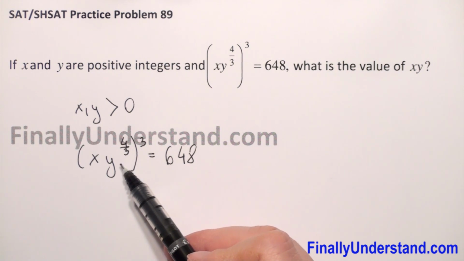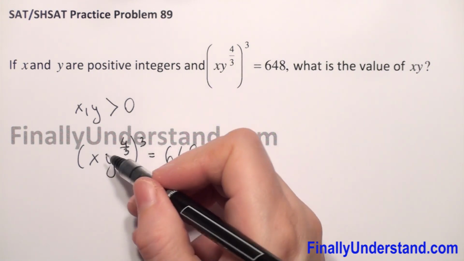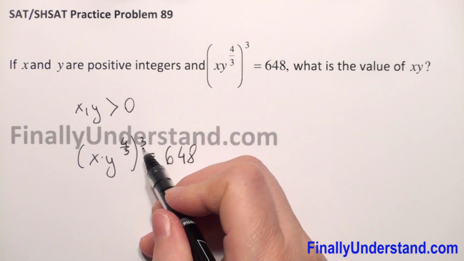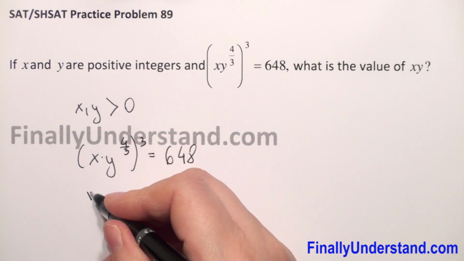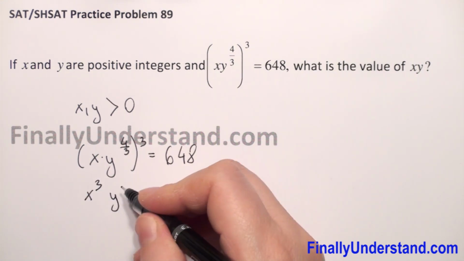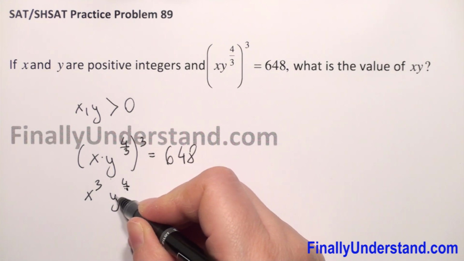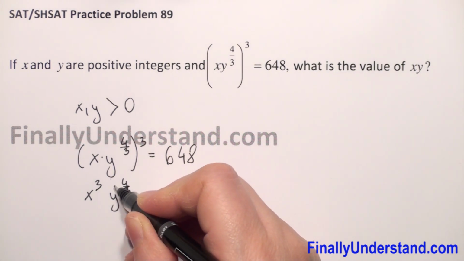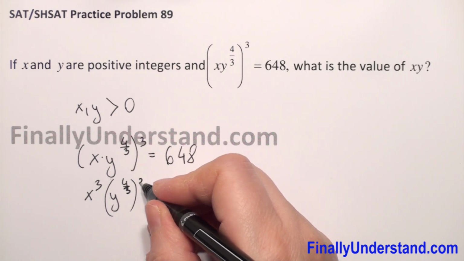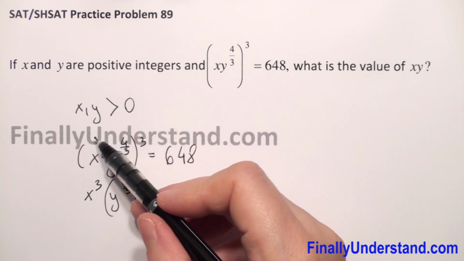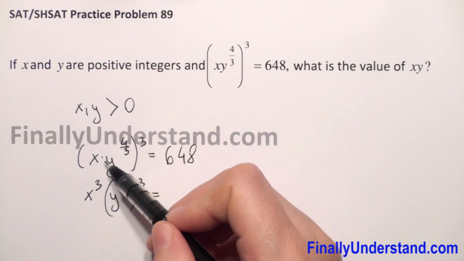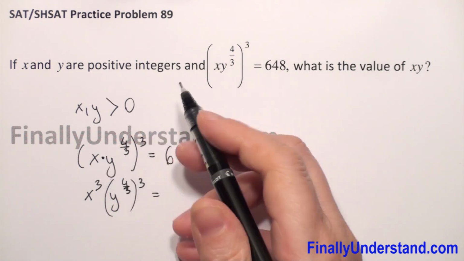So what we can do on the left side, we have multiplication in parentheses. It means we have to raise x to the third power, and we have y to the power 4/3. We have to also raise it to the third power. We have to raise every expression in parentheses because we have multiplication to the third power.